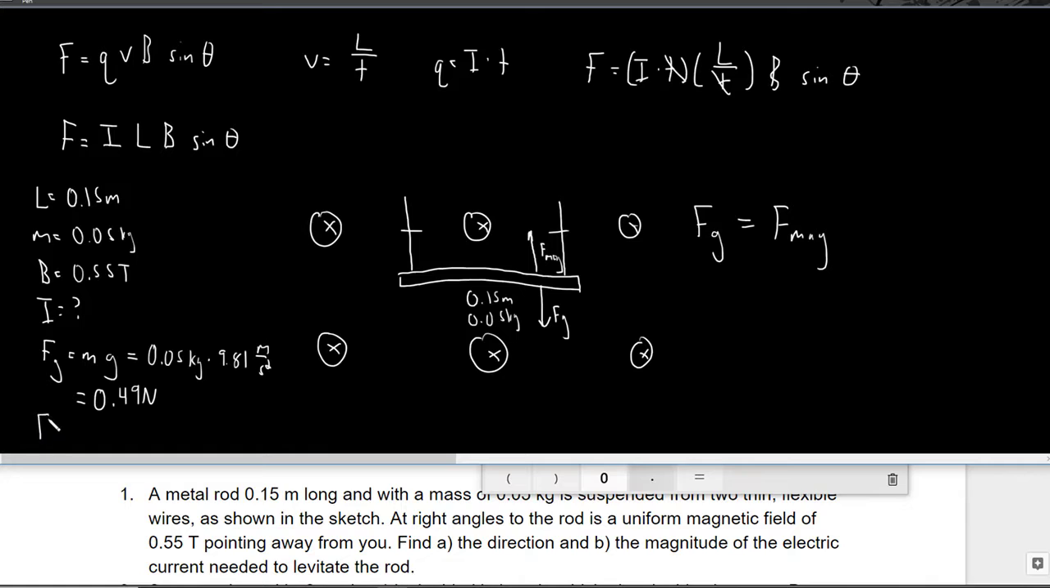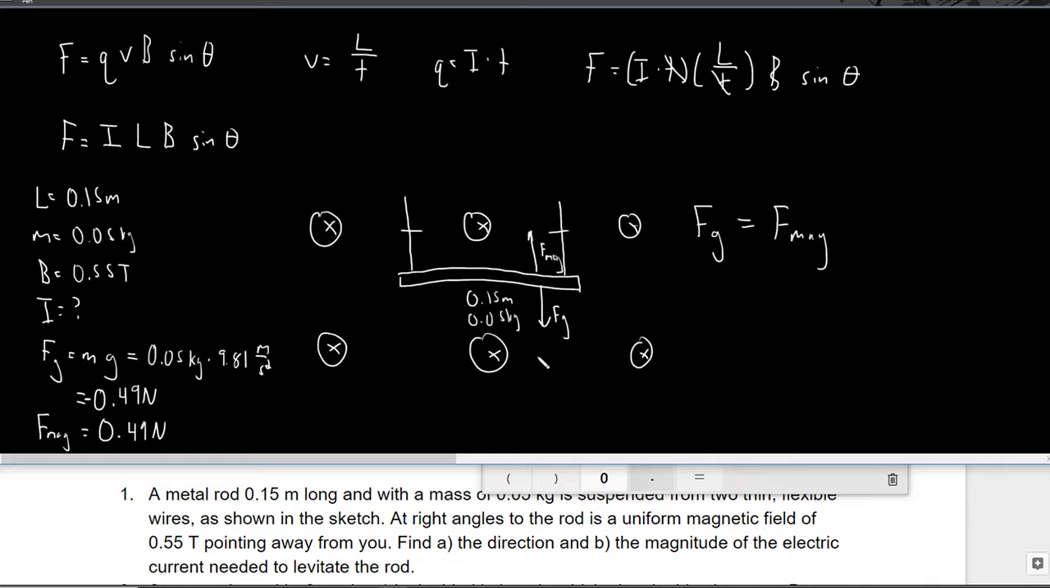So that means my magnetic force is going to have to be equal to, well, actually, we can even call that negative. It's equal to 0.49 newtons, because these things have to be equal to each other, just opposite signs. So I just snuck that negative there because downward.